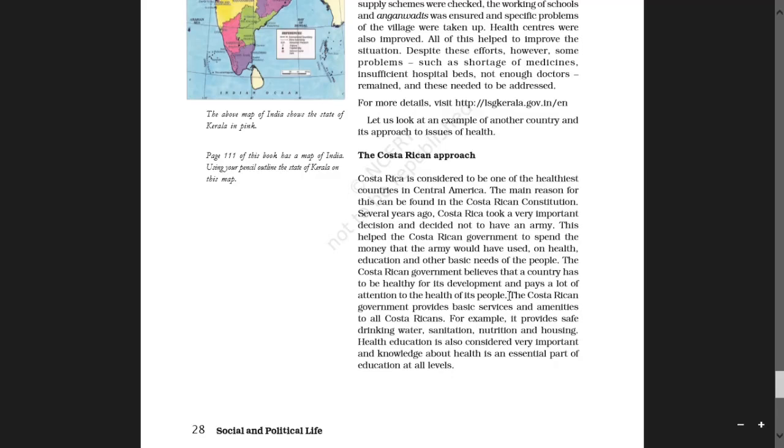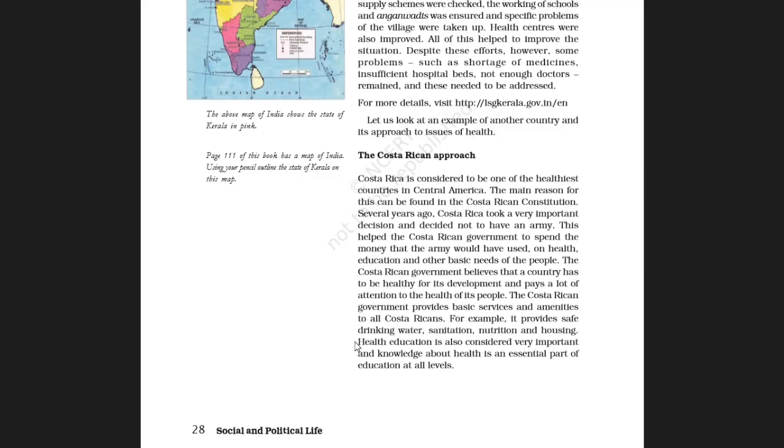The Costa Rican government provides basic services and amenities, meaning necessities, to all Costa Ricans. For example, it provides safe drinking water, sanitation, nutrition, and housing. Sanitation means the equipment and system that keep places clean, especially by removing human waste. Nutrition means the food that we eat and how it affects our health. And proper housing is also provided to people.